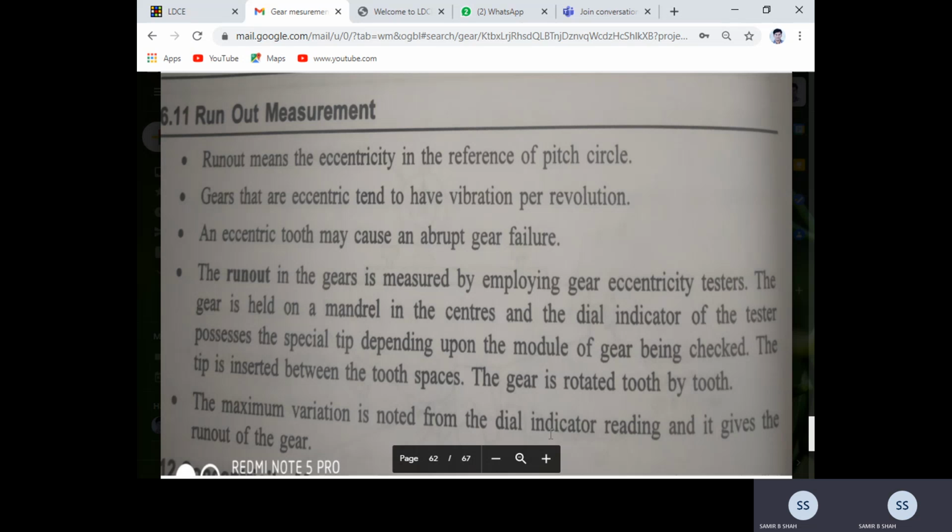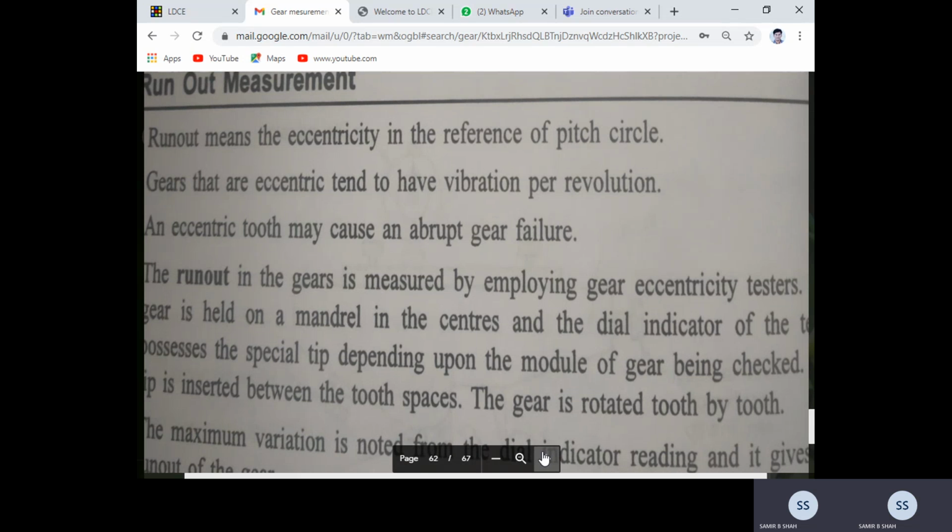Now we talk about how to measure runout. It is very easy, but it's a very important characteristic to measure for finding the profile measurement of a gear. Runout means the eccentricity in reference to the pitch circle. Gears that are eccentric tend to have vibration per revolution. As I showed you in the PPT, an eccentric tooth may cause abrupt gear failure.